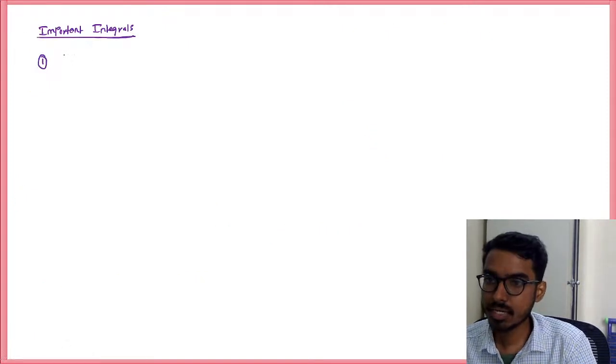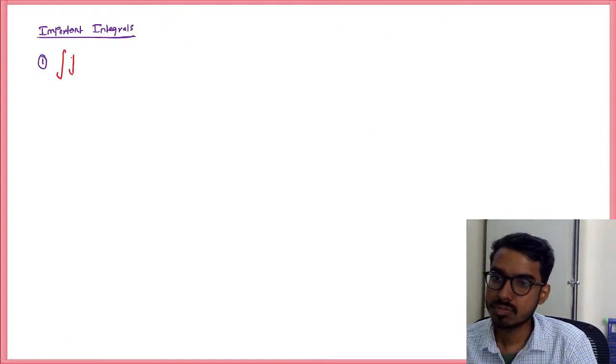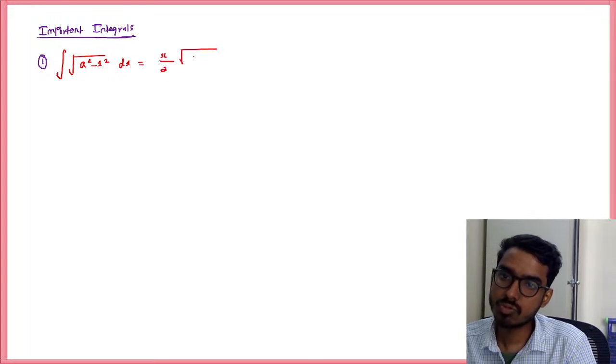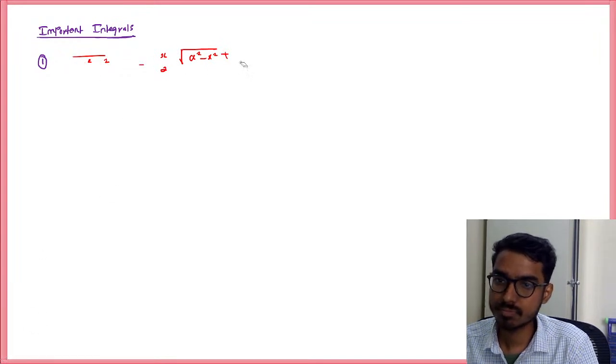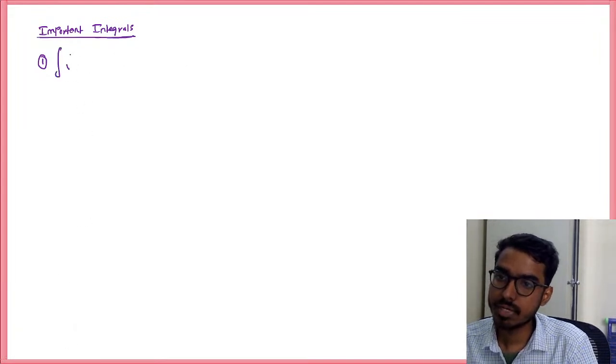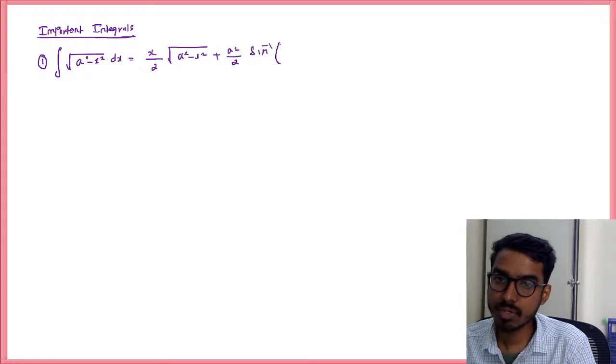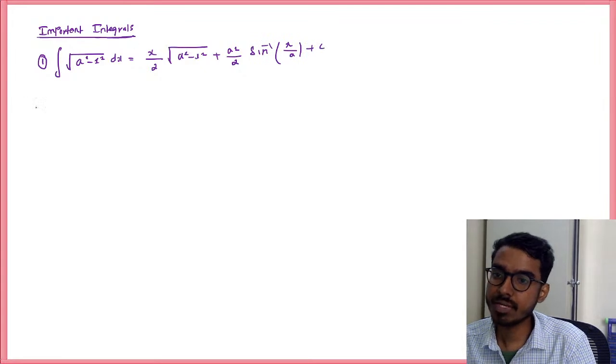Integration of root of a square minus x square dx will be x by 2 root of a square minus x square plus a square by 2 sine inverse x by a plus c.